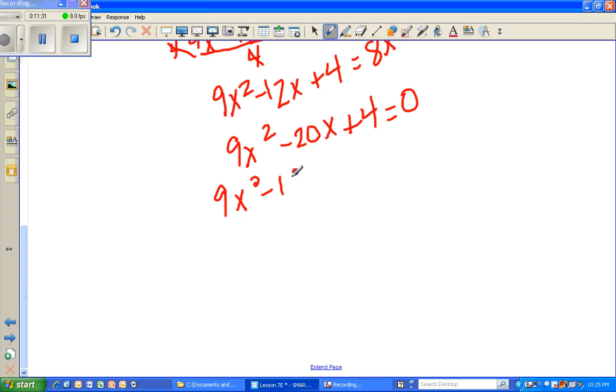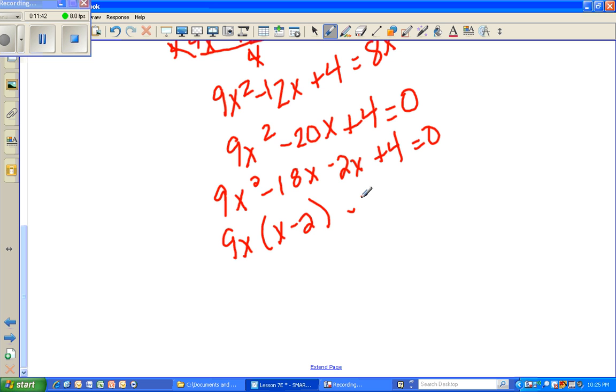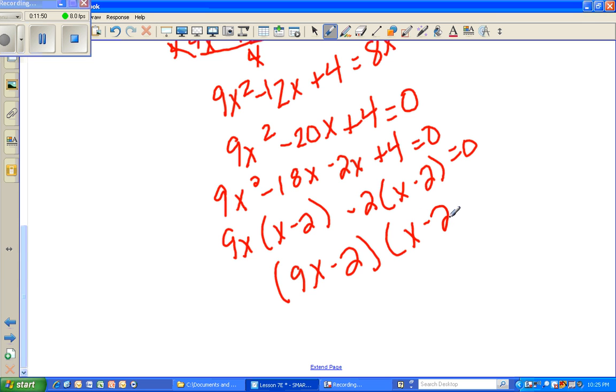So I'm going to say 9x squared minus 18x minus 2x plus 4. And I'm going to pull the GCF of 9x out, leaving me with x minus 2, minus 2, and x minus 2. So my factors are going to be 9x minus 2 and x minus 2, which gives me answers of 2/9 and 2.